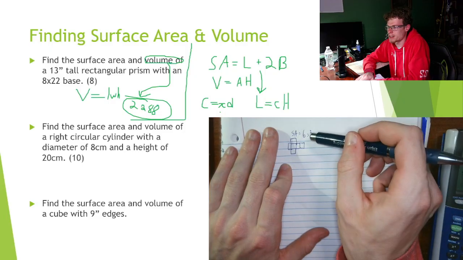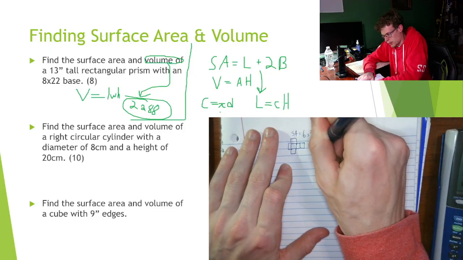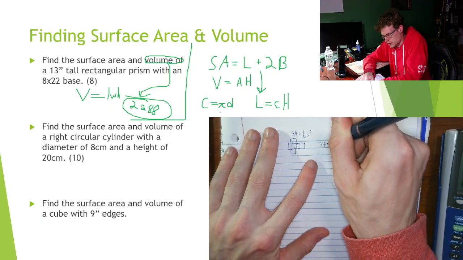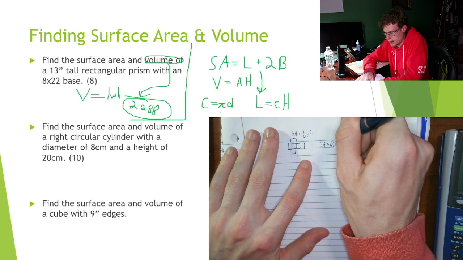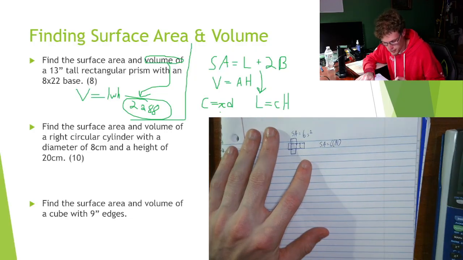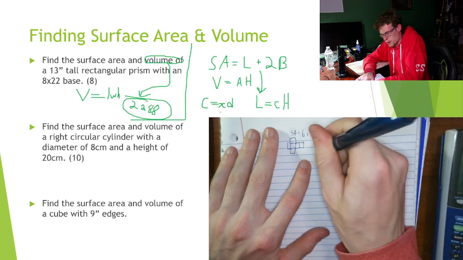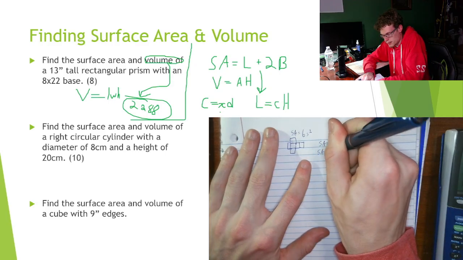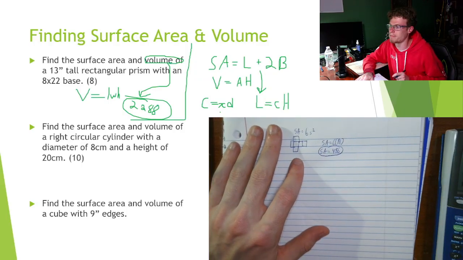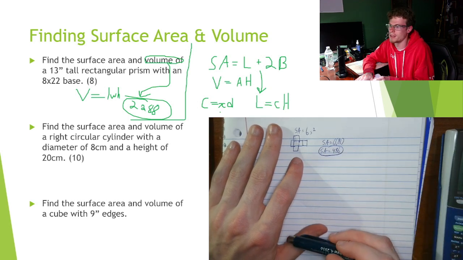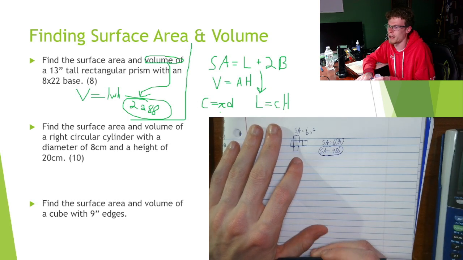And we know that our side length is 9. So let's do that real quick. Surface area equals 6 times, what's 9 squared? 81. 9 times 9 is 81. So 6 times 81 gives you 486. There you go. Surface area equals 486.